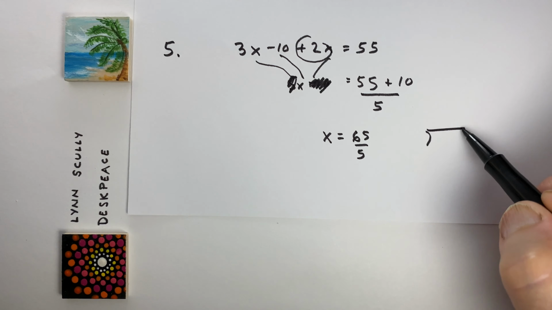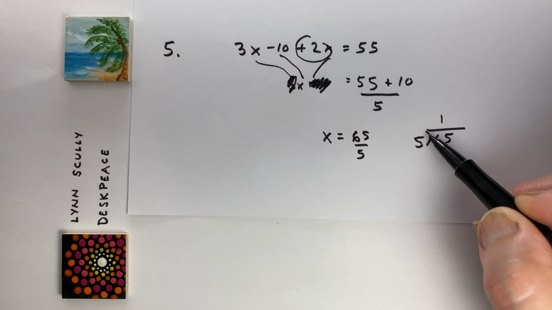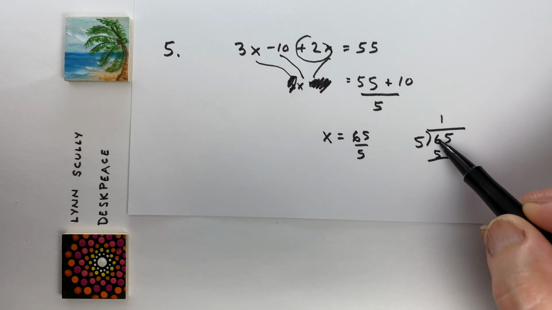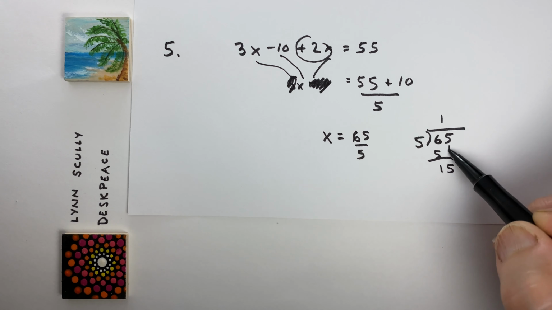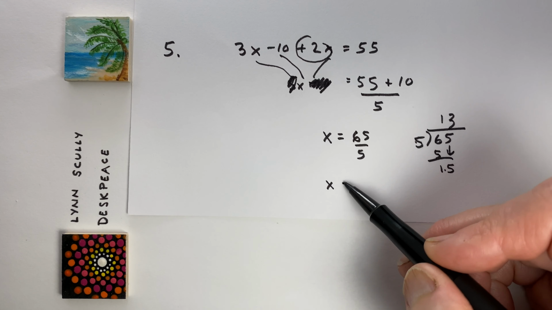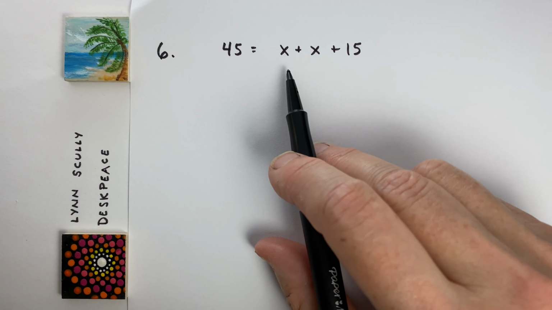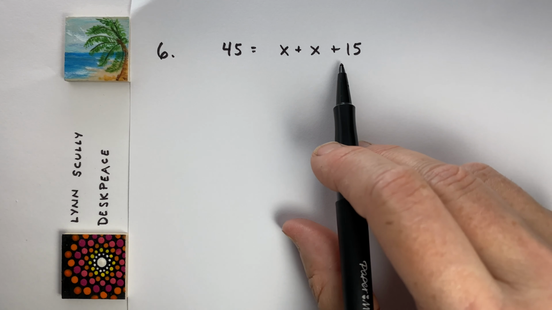And I can reduce that. 5 into 6 is 1. And 6 minus 5 is 1. Bring down the 5. 5 into 15 is 3. So x is 13.